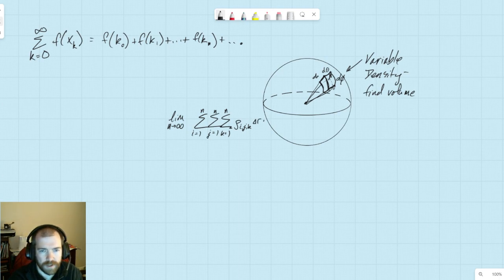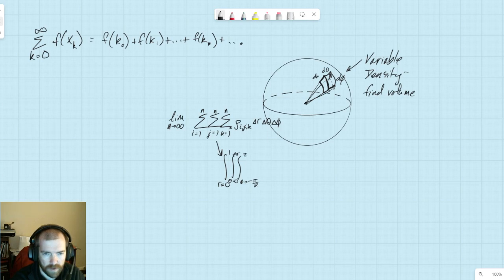delta R, delta theta, and delta phi terms, then eventually this all ends up with a triple integral, as your R goes from 0 to whatever your radius is. So let's just say it's a unit sphere. Your theta goes from 0 to 2 pi, and your phi is going to go from negative pi over 2 to pi over 2.